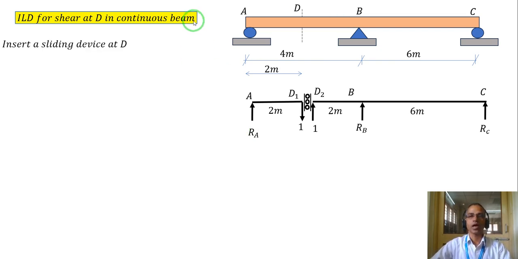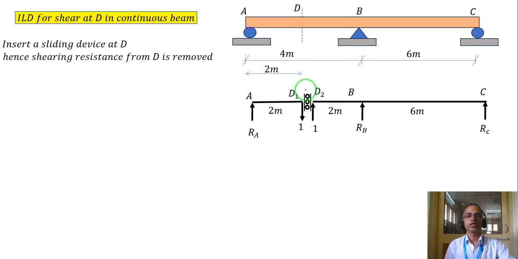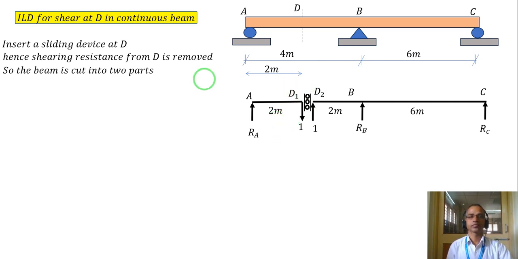Now because I want the shear at D, I need to insert a sliding device so that I can remove the shear resistance at D. Very important, I'll repeat again. In order to remove the shear resistance from D, I need to apply a shear sliding device so that each part of the beam can slide over each other. Then the two sections are separated.